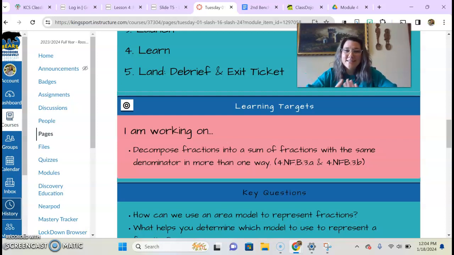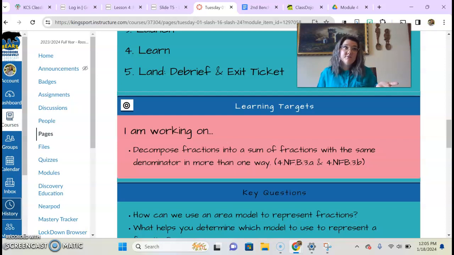So today we are working on decomposing fractions into a sum of fractions with the same denominator in more than one way. So far we have written equations where we've used those unit fractions. Remember, a unit fraction is 1 out of something, 1 out of a total. So 1/2, 1/3, 1/4, those are all unit fractions. We've even combined unit fractions to find a total of a given fraction.